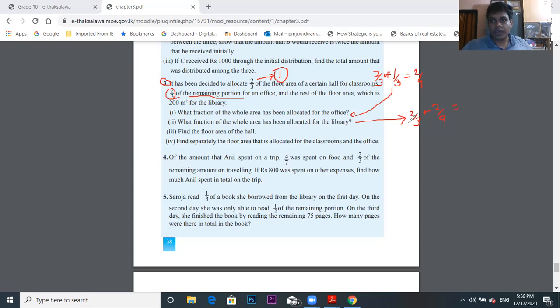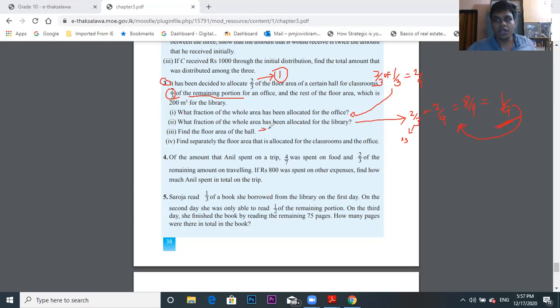So we should add these two. Find the total. What is allocated for both the classroom and the office? Two-thirds plus 2/9. This is 3 into 3, that means multiply the whole thing by 3. That will give you 6/9. 6 plus 2, 8/9. So 8/9 will be allocated for this, and 1/9 is the remaining. This is your answer for this second question.